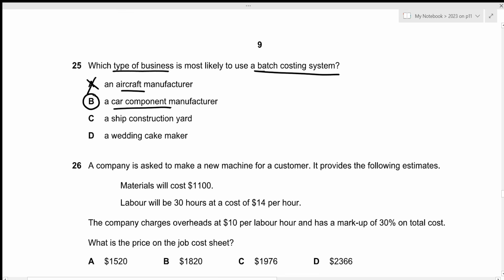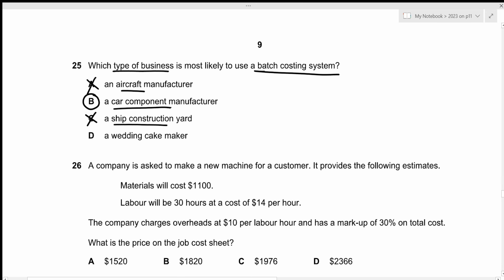Let's take a look at the remaining options as well. The third one is a ship construction yard. Again, a ship is similar to an aircraft. Each of them will have some unique designs and unique work will be made. So it cannot be mass produced.